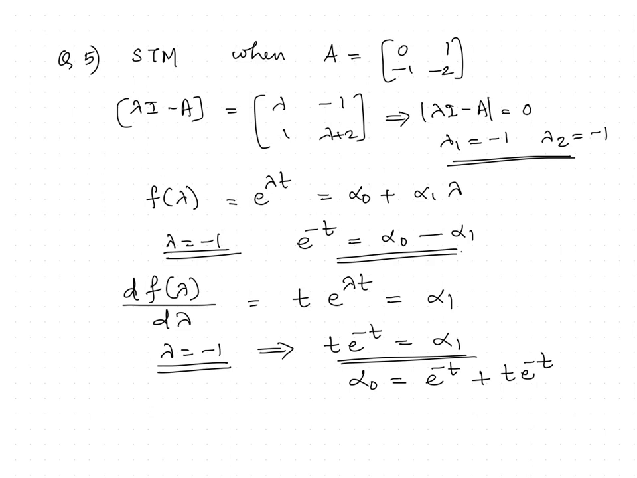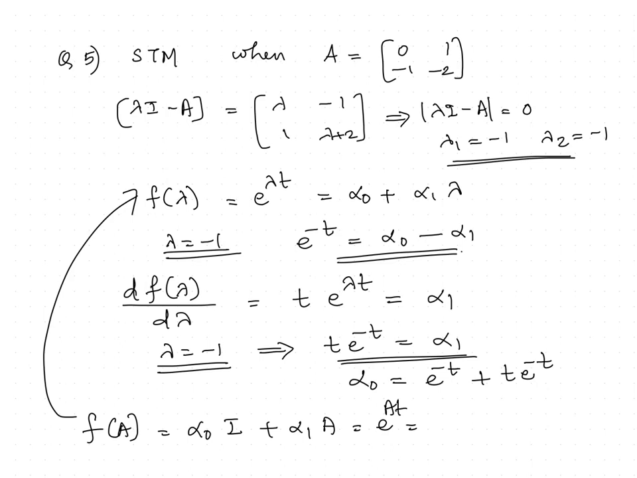So in this case, we can use f of A. To find f of A, alpha 0 I plus alpha 1 A, because that is the same as f of lambda, because the matrix satisfies its equation. So any lambda can be replaced by capital A. So we have e raised to At as e raised to minus t into 1 plus t, t e raised to minus t, minus t e raised to minus t, e raised to minus t minus t e raised to minus t.